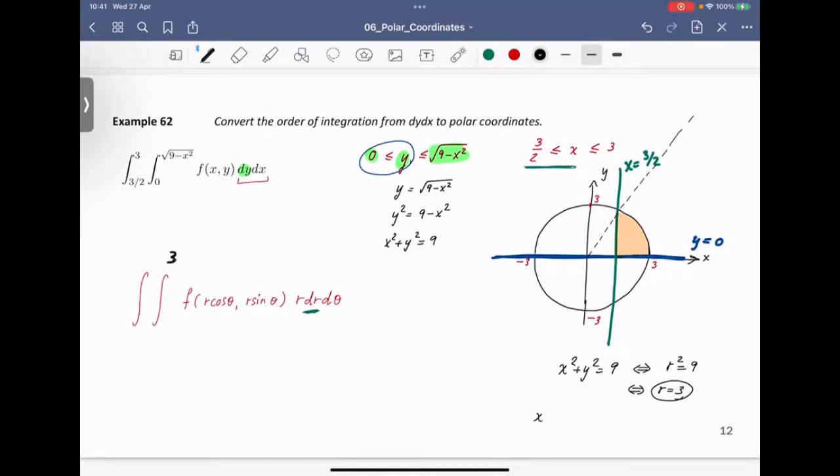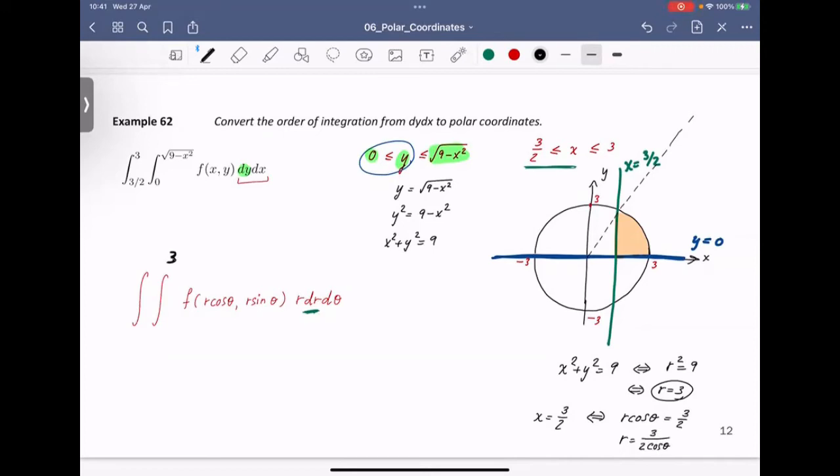How about x equal to 3 over 2? How would you switch it to polar coordinates? We learned last time that x is r cosine theta. So it means r cosine theta equal to 3 over 2. If you cannot remember, go back to the last lecture. Well, x equals r cosine theta. And then now r is going to be 3 over 2 cosine theta.